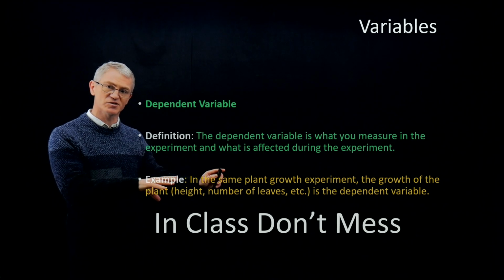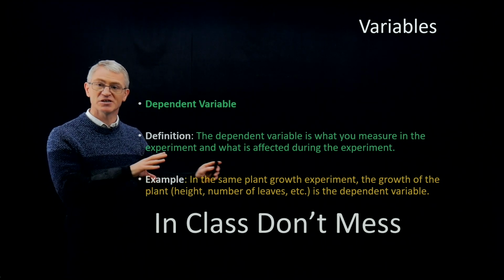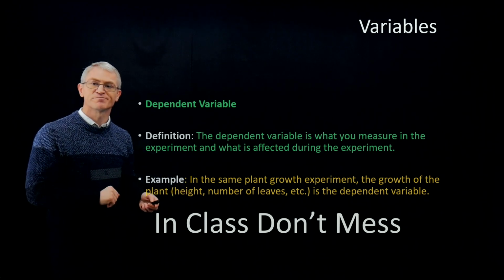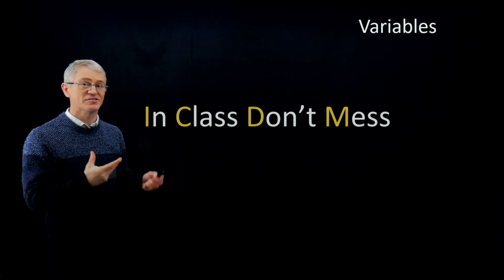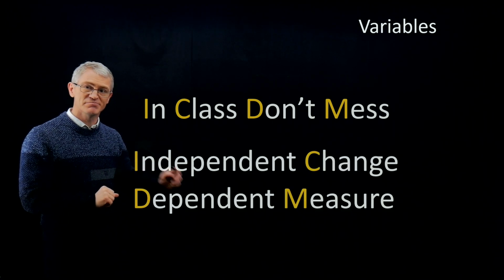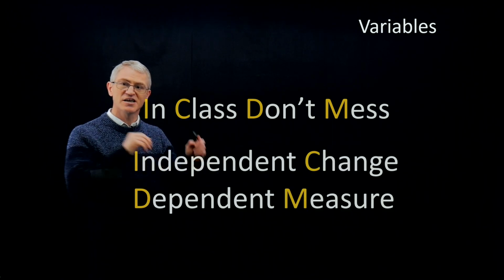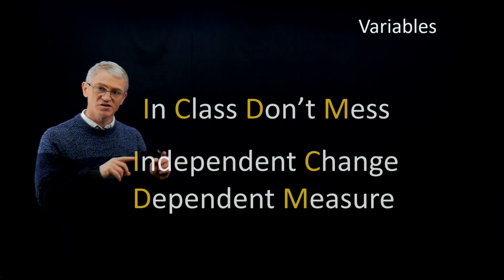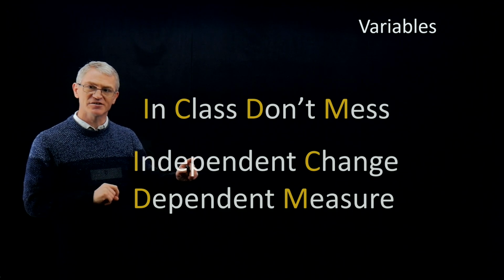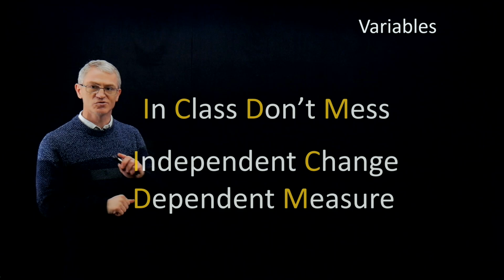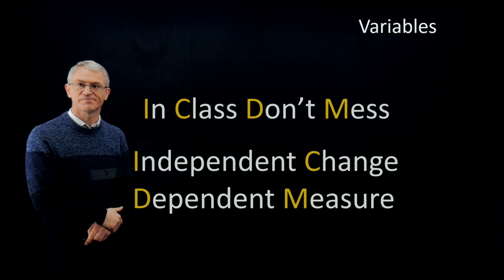So in this plant growth experiment, it might be the number of leaves, it might be the height, for example. But it's "in class, don't mess". That's the best way of reminding yourself, and that means independent change and dependent measure. So the independent is the one you're going to change and the dependent is the one you're going to measure. And when you do graphs, the independent, the one you are changing, goes on the x-axis and the dependent goes on the y. We'll talk about that later on when we show you a graph.